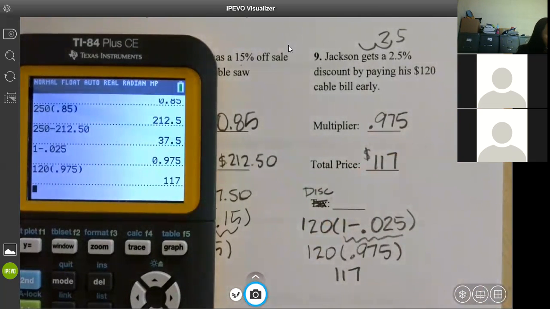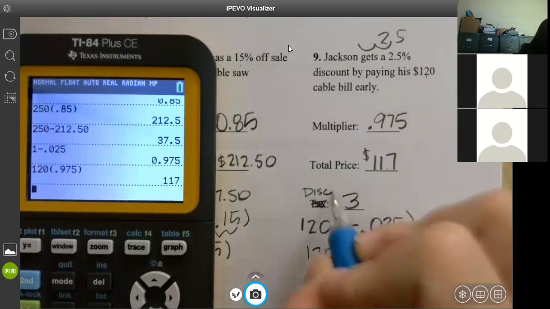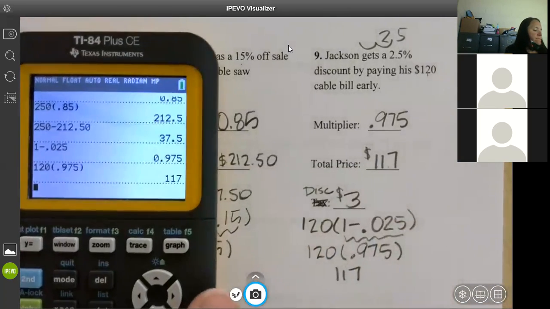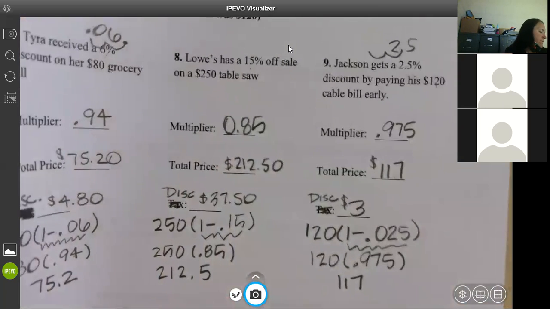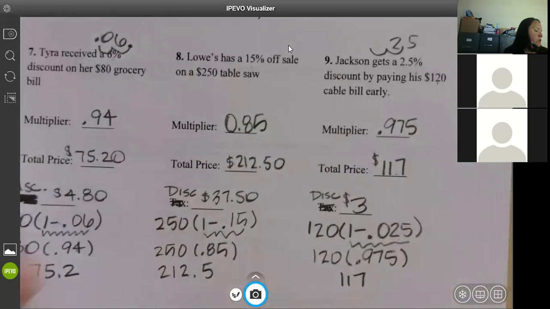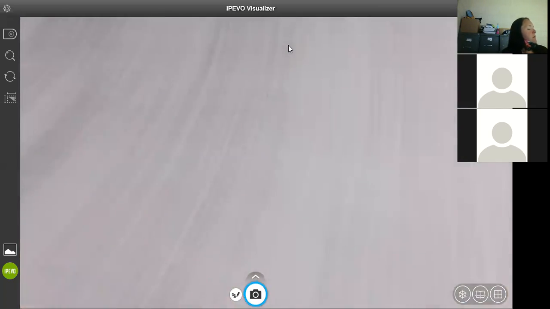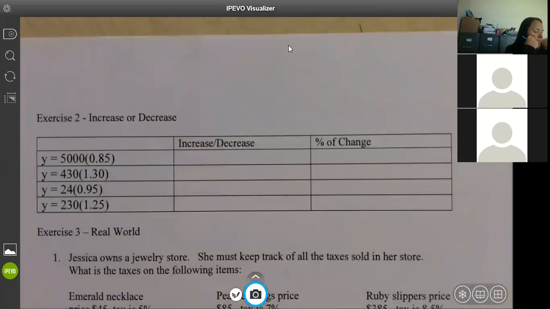How do we find the discount? 120 minus 117 is $3. That's it. Guys, that's what you're going to be doing on your homework. It's real simple. Okay. One more page. Is everybody good with this one? All right.